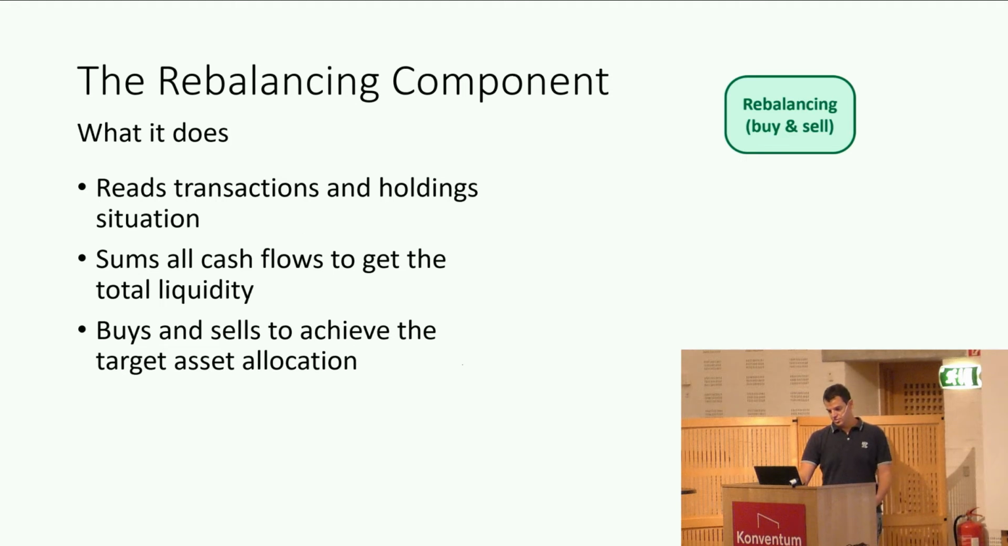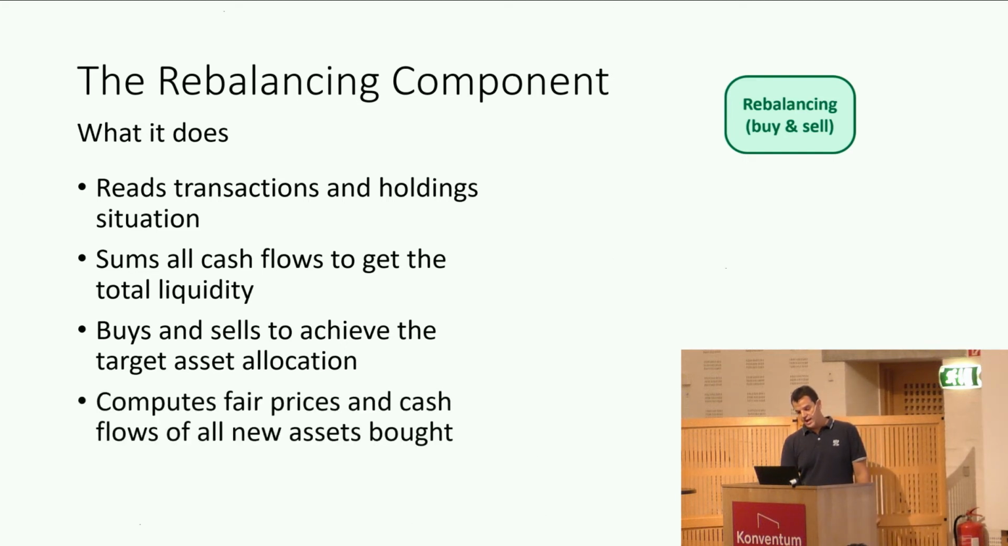Then, based on the rules given to the rebalancing, it knows how to achieve the target asset allocation, buys and sells. And it also has to compute fair prices and cash flows for all the new assets that may be bought during the rebalancing. These new assets bought are not real securities on the market. We call them fictitious assets of four simple types like fixed coupon bonds, floating rate notes, shares, and zero coupon bonds that are expected to be found on the market in the future based on the expected evolution of the market conditions.